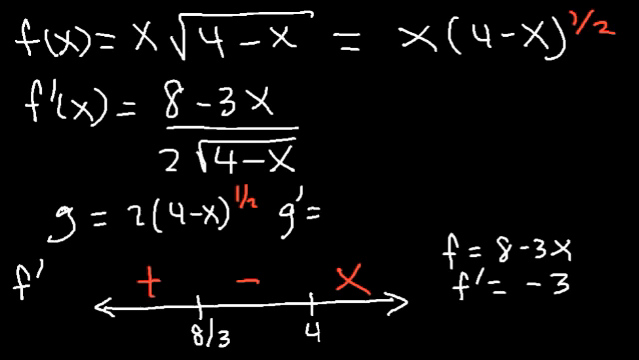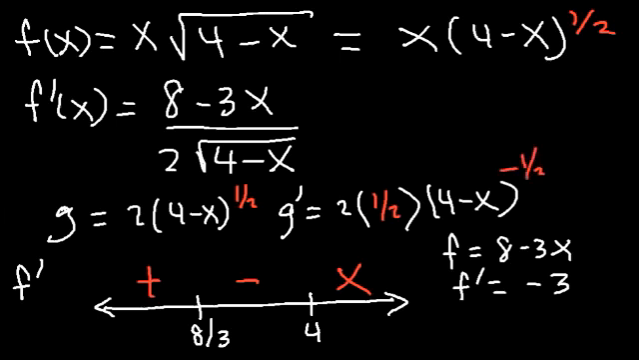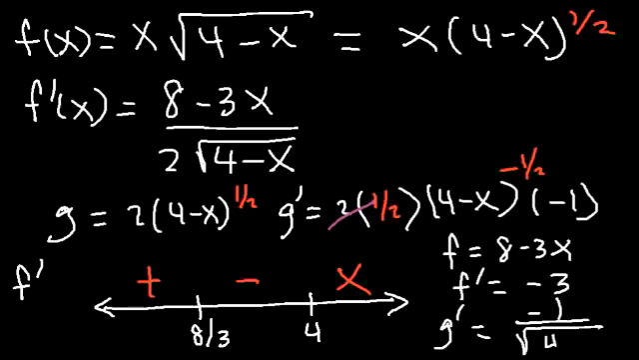which is the derivative of that, it's going to be 2 times 1/2. Keep the inside the same, 4 minus x. Subtract 1/2 by 1, that's going to be negative 1/2. Then differentiate the inside or the nested function, which is negative 1. So g prime, once you reduce it, 2 and 1/2 will cancel. So it's going to be negative 1, and if you move this to the bottom and turn it back into a radical, it's negative 1 over 4 minus x.